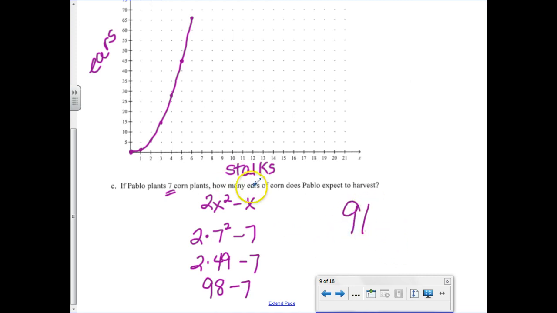Please label this, however, because this is a word problem. And it says how many ears of corn? 91 ears of corn.